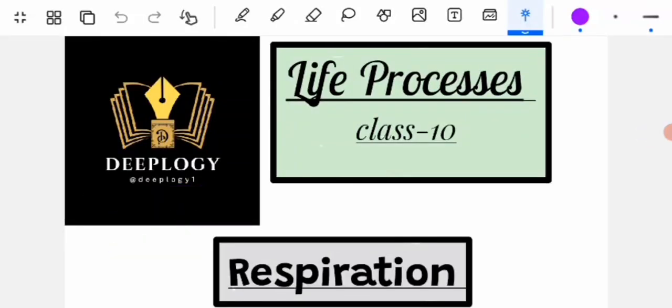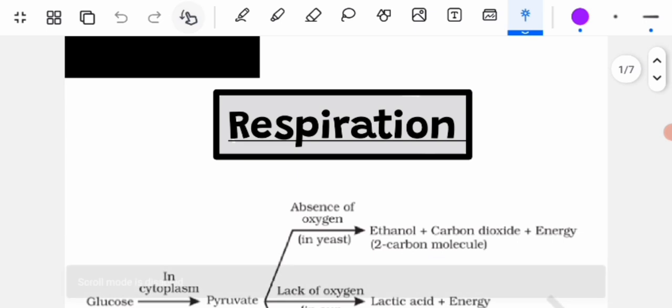So today we are finally going to discuss the second maintenance process, that is respiration. Are you excited? Happy that we finally came to respiration.